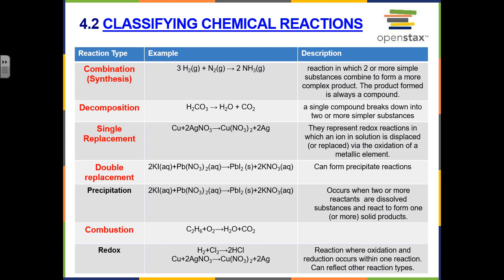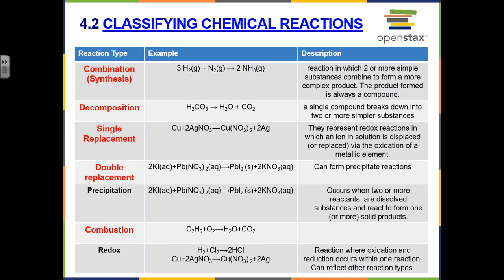In this case, you have copper, and it's being reacted with silver nitrate to yield copper nitrate and silver. In many cases, they can represent redox reactions in which an ion in a solution is displaced or replaced via the oxidation of a metallic element. Now, in order for this reaction to occur, it must be more desirable for one metal to replace another metal, or this reaction doesn't happen.